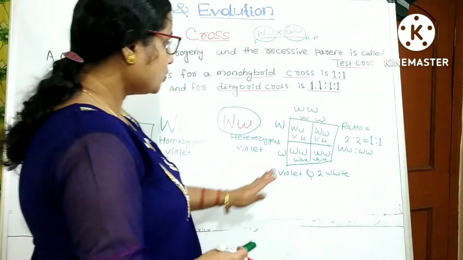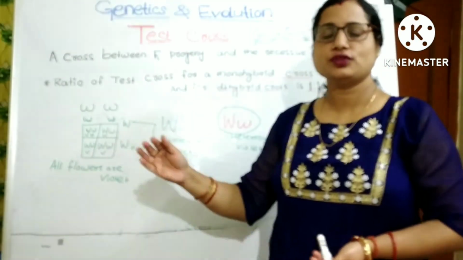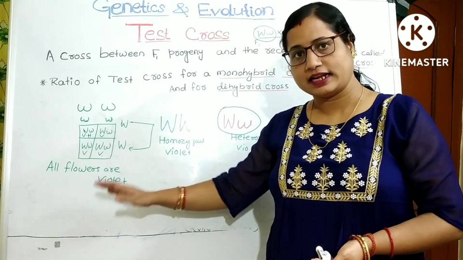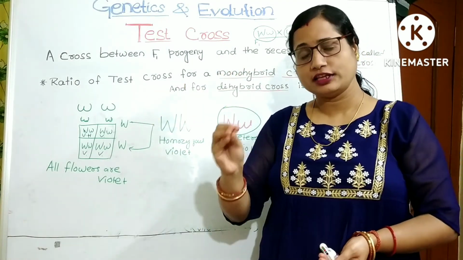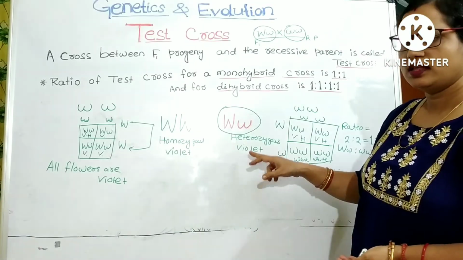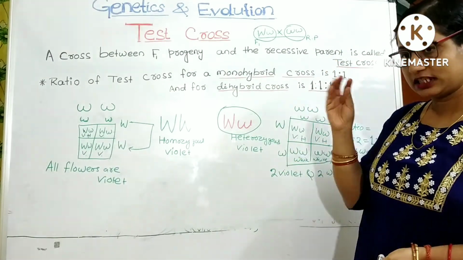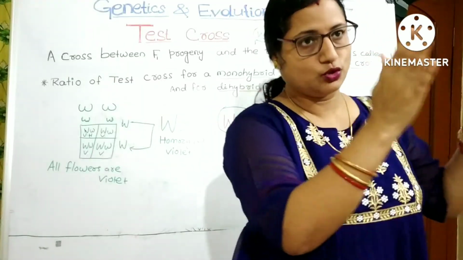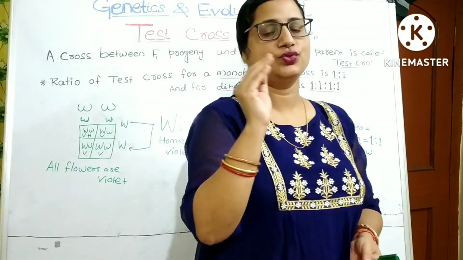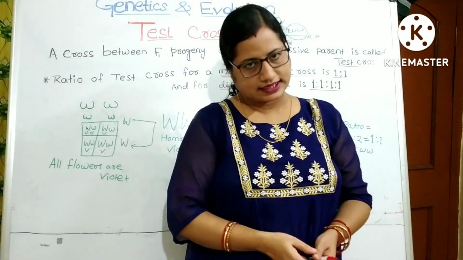So the ratio of the test cross is 1:1. If the genotype is present in a homozygous condition, then all flowers express the dominant character, and if the unknown genotype is present in a heterozygous condition, then the progeny express half dominant character and half recessive character in the 1:1 ratio. So this is all about the test cross method.